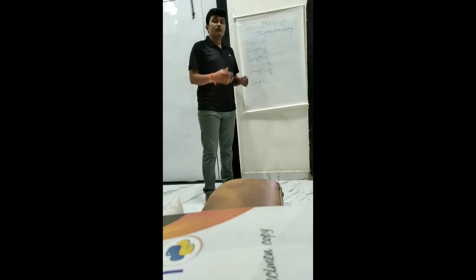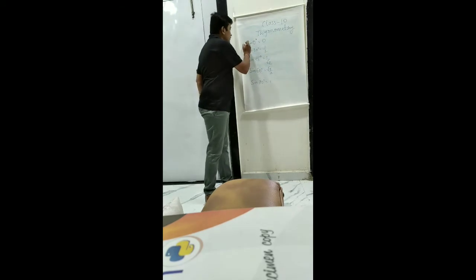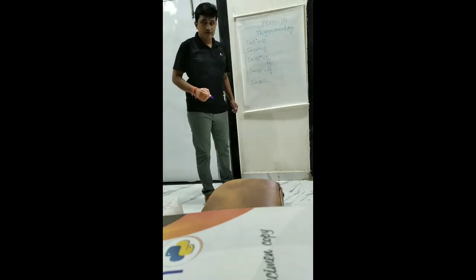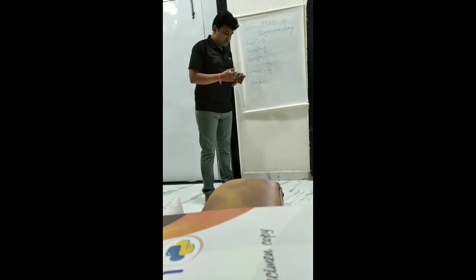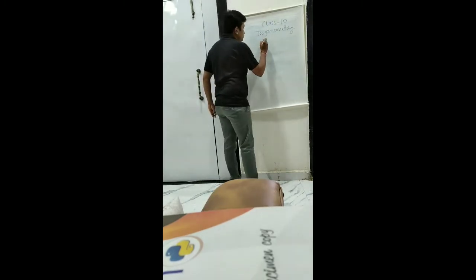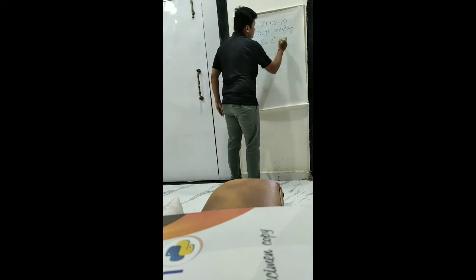Here I am going to explain and show you why sine 0 degree is equal to 0, sine 30 equals 1 upon 2, sine 45 equals 1 upon root 2, sine 60 equals root 3 upon 2 and sine 90 equals 1. This I am going to prove in this demo video. One by one I will explain each one. First of all, I am going to show you how sine 0 degree is equal to 0.